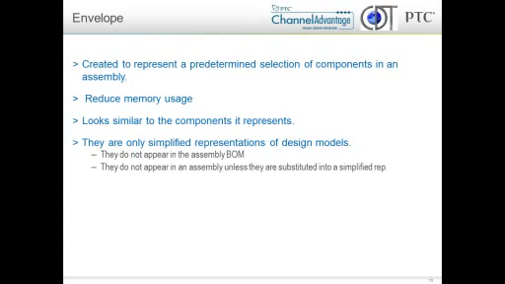So in Creo Parametric, you can substitute large complicated components with simplified reps, envelopes, models related by family tables, or interchange assemblies. For the moment, let's talk about some envelopes. An envelope is a part created to represent a predetermined selection of components in an assembly. The envelope uses simple geometry to reduce memory usage and looks similar to the components it represents. They are only simplified representations of design models. They do not appear in the assembly bill of materials, and they do not appear in the assembly unless they are substituted into the simplified representation.